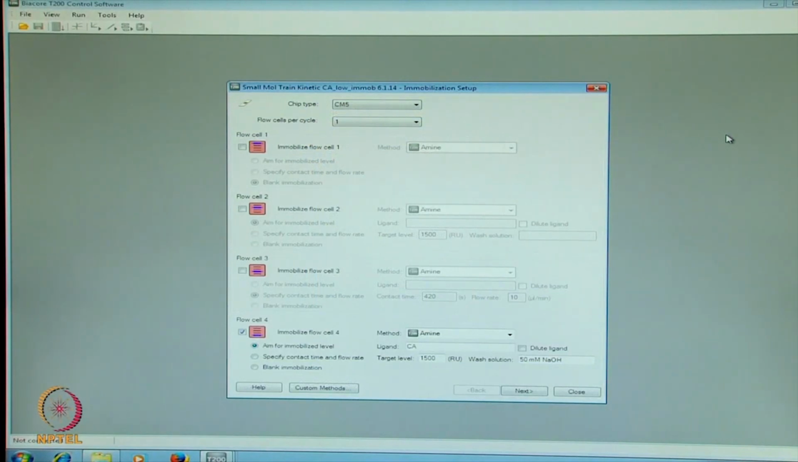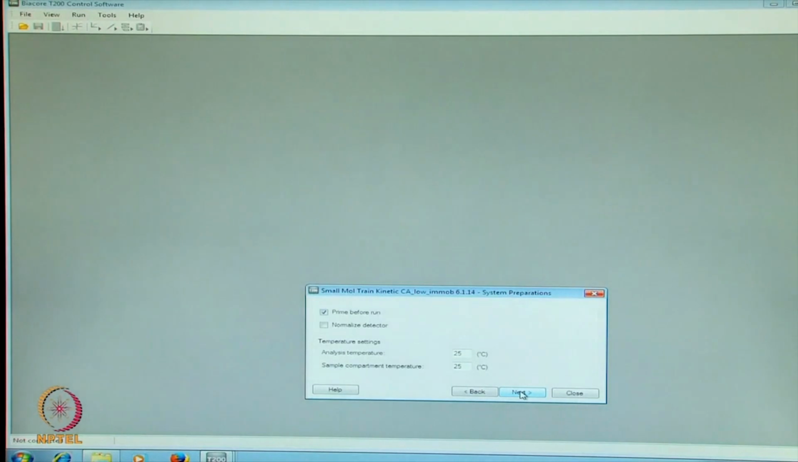Now we will set up our immobilization for the kinetic template. For this kinetic experiment, we will have the carbonic anhydrase immobilized by amine coupling on flow channel 4 to the target level of 1500 RUs, and we leave immobilization as 0 on flow cell 3. We go to the next tab, prime before run is highlighted here, analysis temperature at 25.